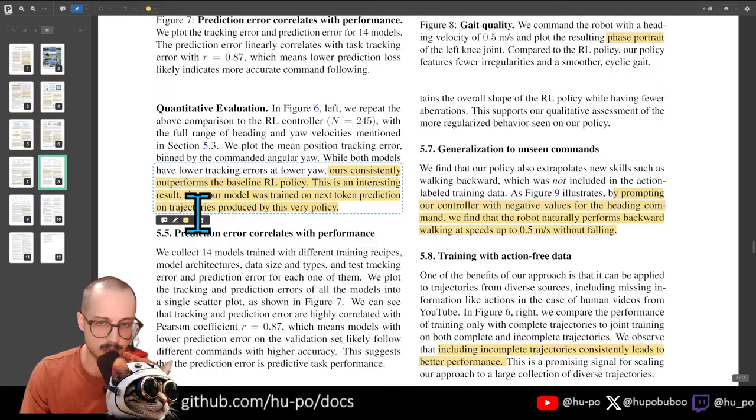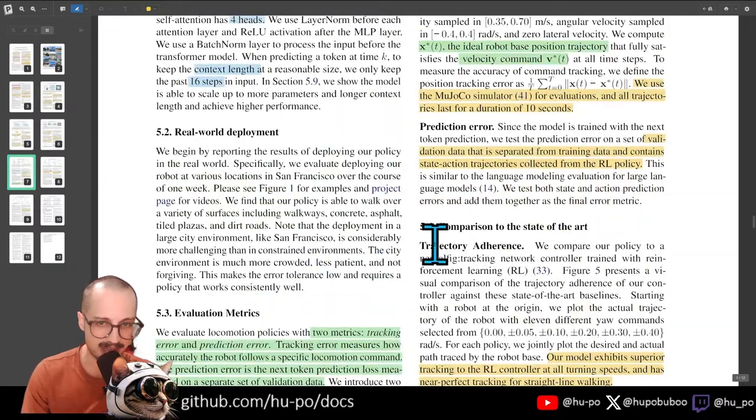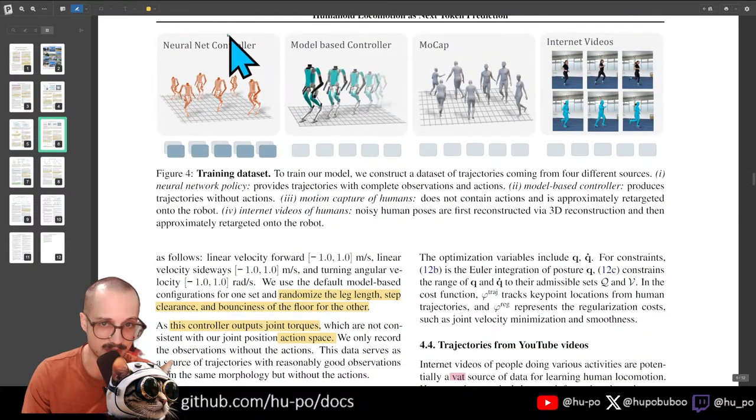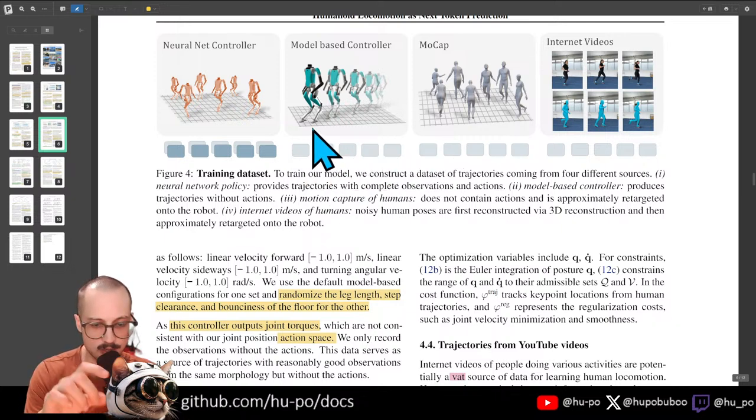This is an interesting result, since our model was trained on next token prediction on trajectories produced by this very policy. So what they're saying is that it's better than the reinforcement learning policy, even though the reinforcement learning policy is literally part of the data. So the neural net controller, this reinforcement learning policy, is part of the data. And not only is it part of the data, but it's the only part of the data that has actions, right? So all these other ones here, whether it's the internet videos and the mocap or the motion-based controllers, none of these data sources have actions. They only have observations. So the only reference for actions that your transformer has is what's coming out of this reinforcement learning agent.